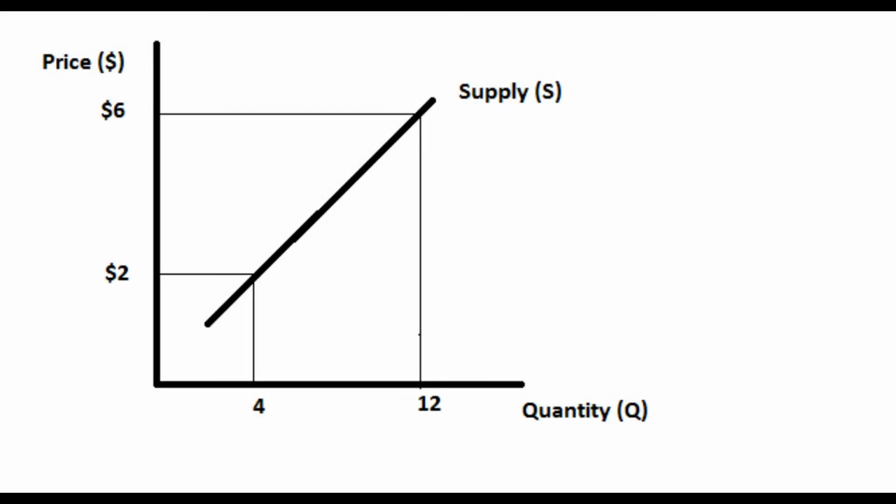Notice that the graph is sloping upward because price and quantity are directly proportional with each other with the law of supply. Looking at the graph, the law still holds true. When the price increased from $2 to $4, for example, quantity supplied also increased from 4 to 12.